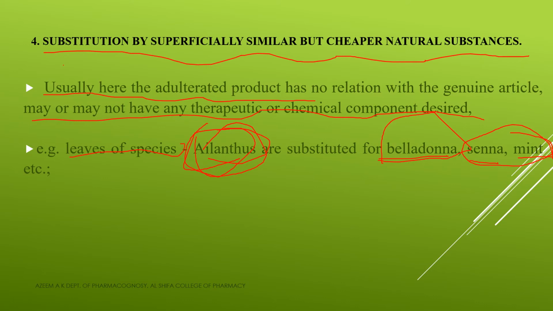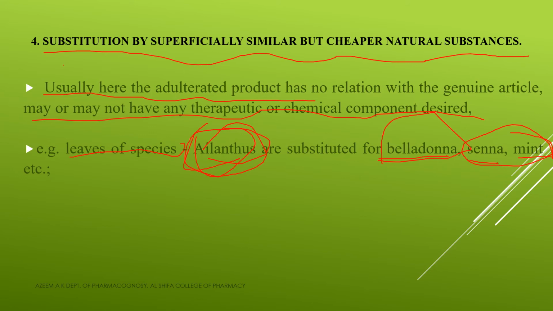Clear? So here usually the adulterated product does not have any relationship with the genuine article, and it may or may not have any therapeutic or chemical component of the desired nature. And the common example is leaf of certain species, that is ailanthus, which can be used as substituent for belladonna, senna, mint, etc. Okay, so these leaves can be substituted with the former leaf.